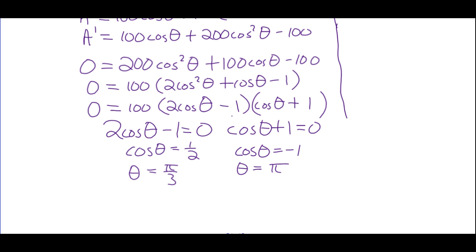Now, what did it actually ask us to find? Just the angle? Okay, so we're done. Okay. Now, I mean, you could work it out, so we could go back up here.